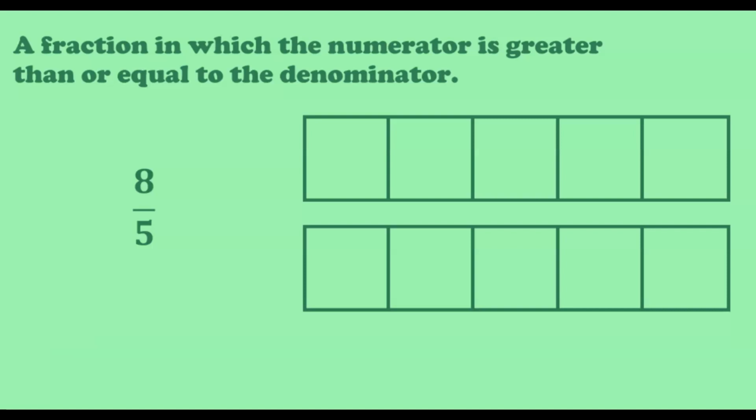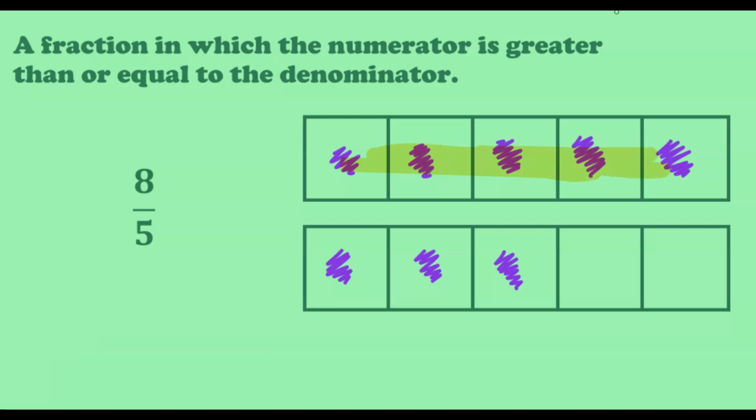We need to shade 8 parts. So 1, 2, 3, 4, 5, 6, 7, and 8. So we have shaded 8 parts and we have modeled the fraction 8 over 5. Now note that the portion we have shaded is greater than this entire rectangle.